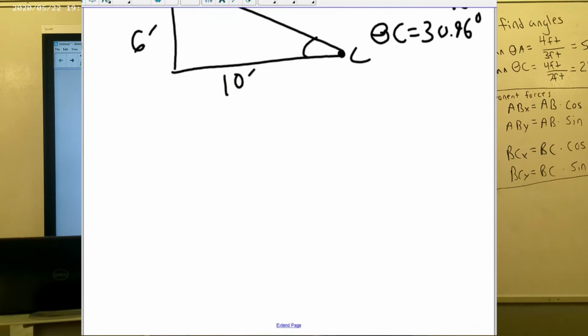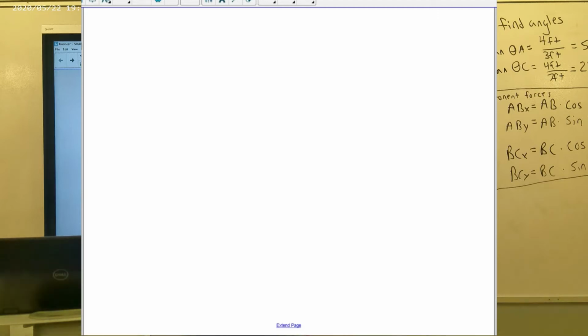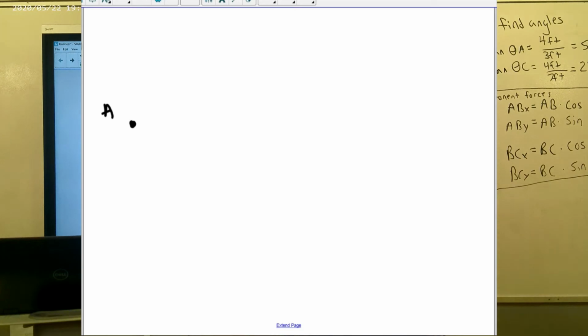So let's start at point A. So I'm going to go ahead and create the free body diagram for point A. All I'm concerned about at point A is what forces are acting specifically on point A. Well, I have member AB.